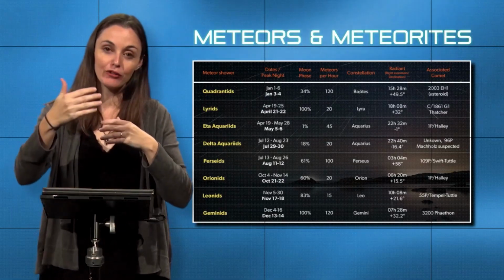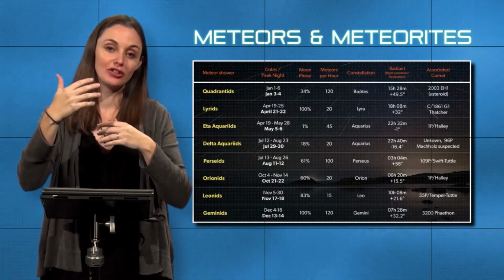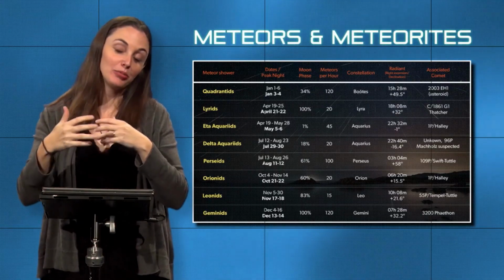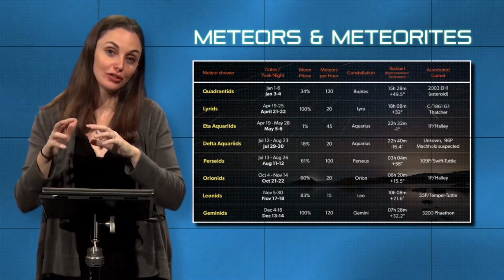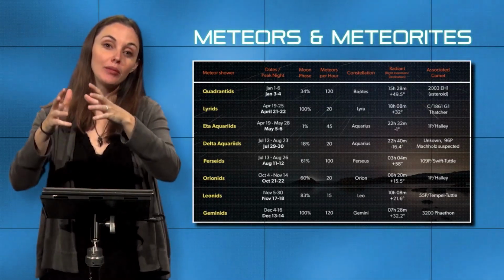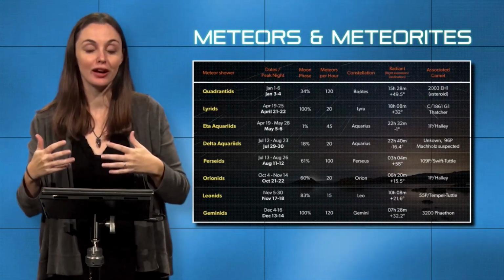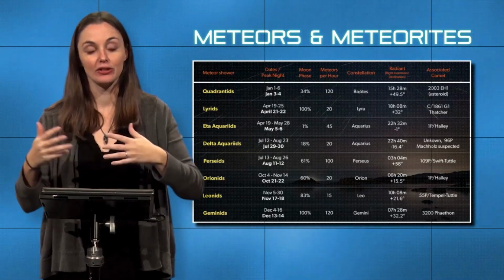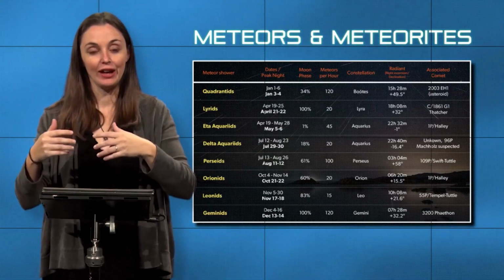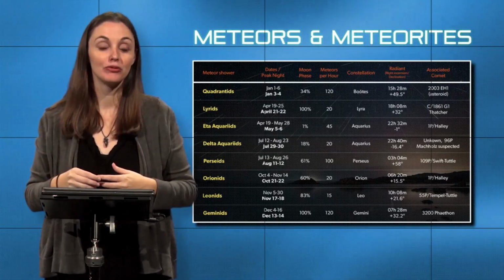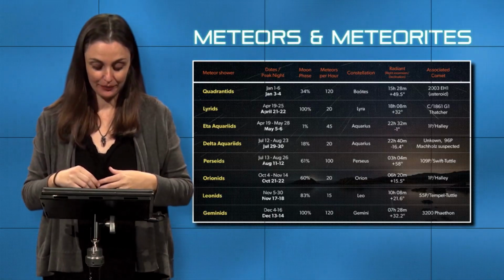They appear to be coming from several stars in that system. But as we know, they don't really have anything to do with the stars. They just appear to be coming from that direction. So that allows us to name these meteor showers based on the direction that they're coming from and when that particular constellation will be visible in the night sky.